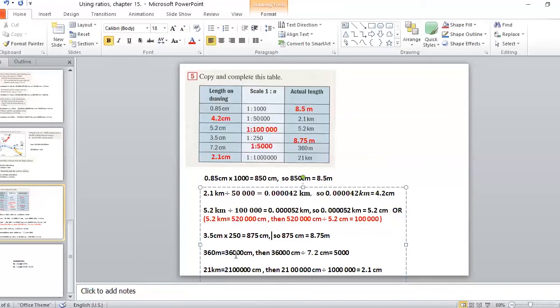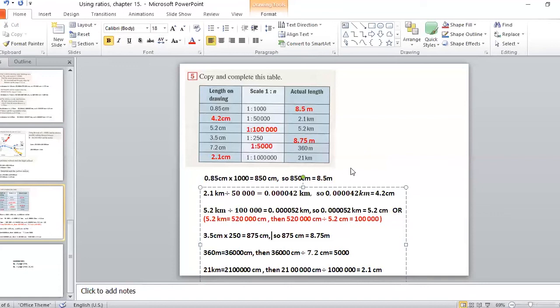The next row, 360 meters, has been converted first into centimeters, multiplying it by 100, giving us 36,000 centimeters. You see? Then 36,000 centimeters has been divided by 7.2, giving us 5,000, the second number of our ratio. Remember that we can always perform division operations only if the two quantities are given in the same unit.